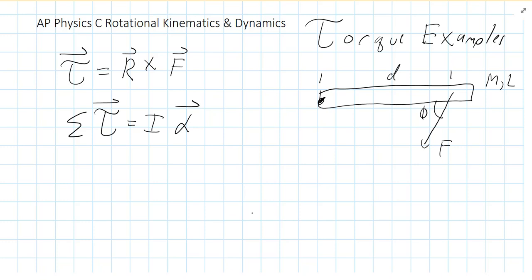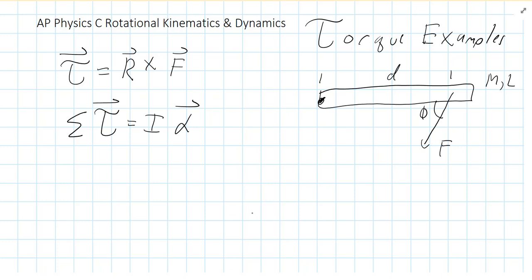And then if you add up all the torques on an object, it makes it angularly accelerate. So just like Newton's second law is net force equals ma, we have now in rotation net torque equals I alpha. And we just call that Newton's second law in rotation. It's the same thing basically.